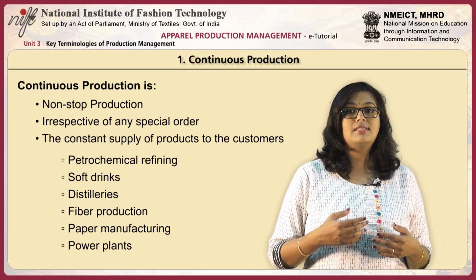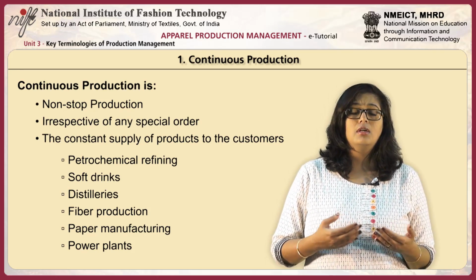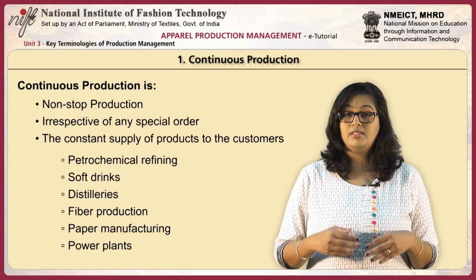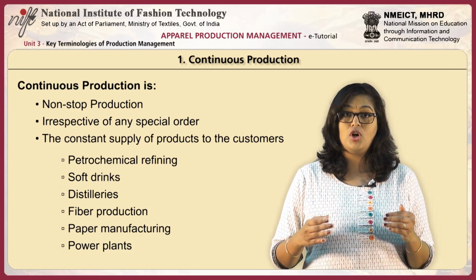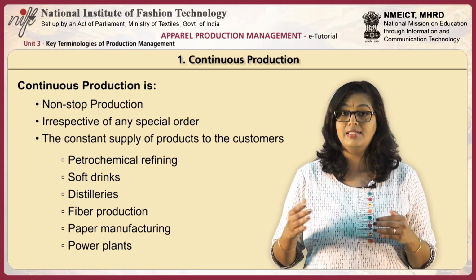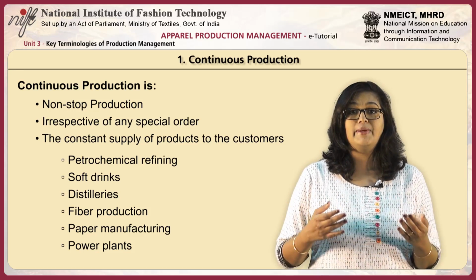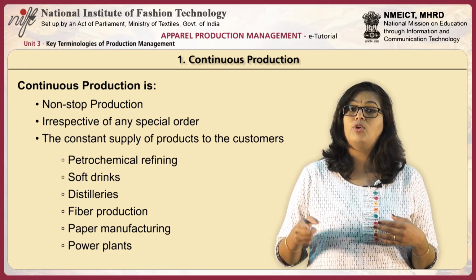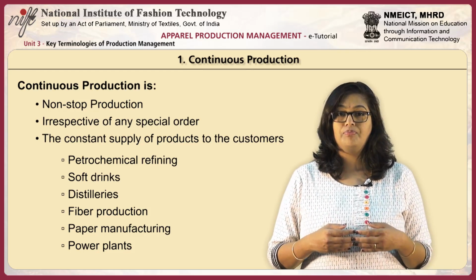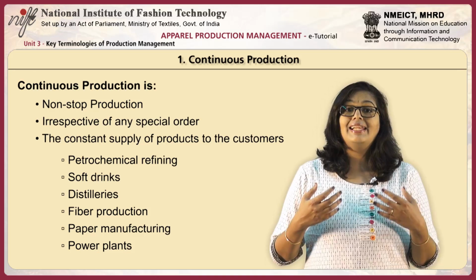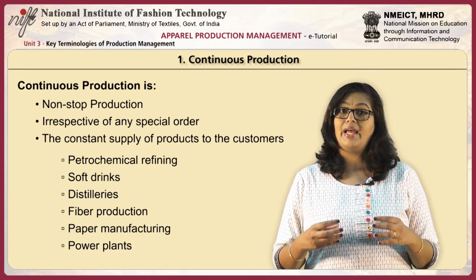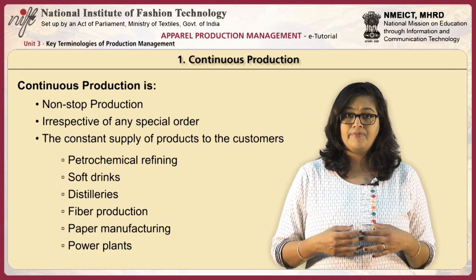Let's see what is continuous production. Continuous production refers to non-stop production. That is, this production happens non-stop and doesn't stop for any reason. It is irrespective of any special order that comes in and works 24/7 on the clock. Basically refers to those kind of products which are of constant supply to the customers.